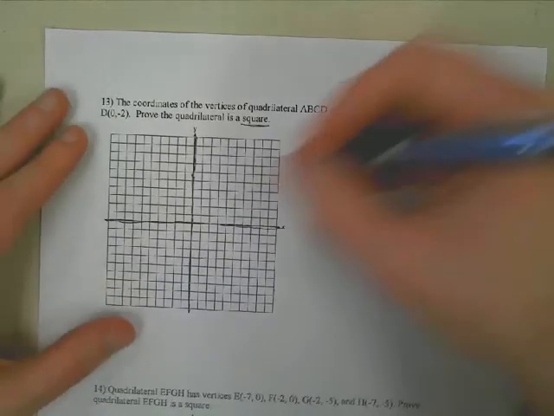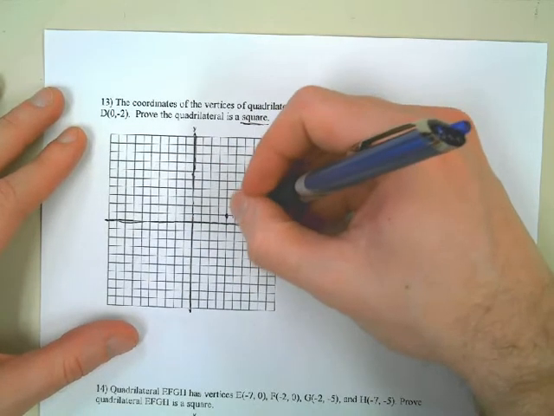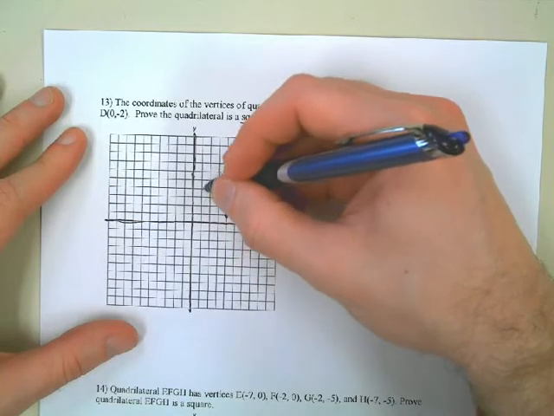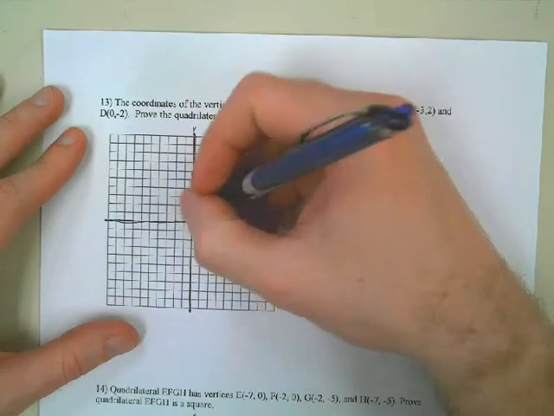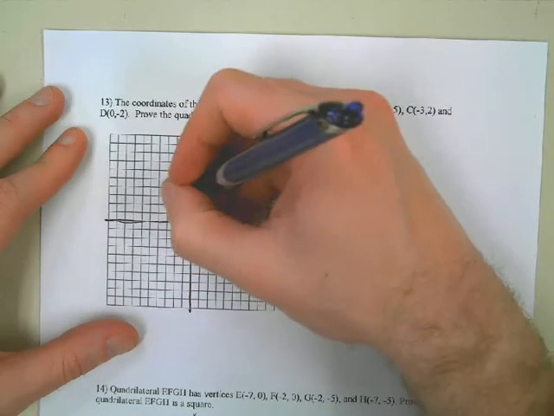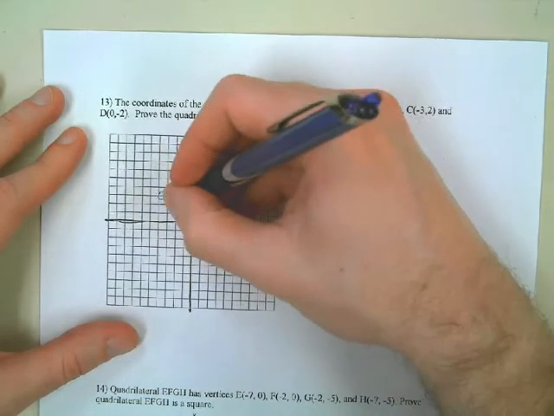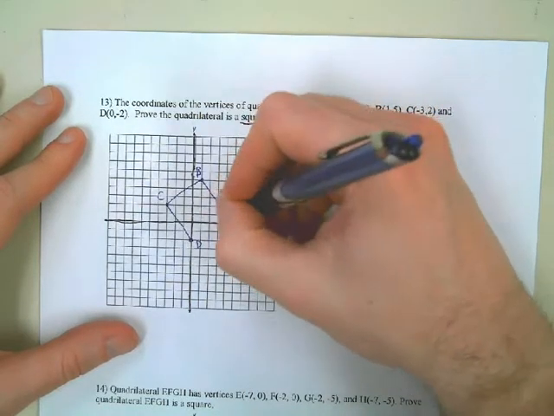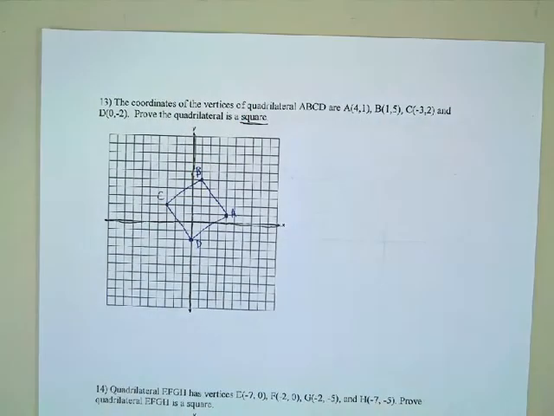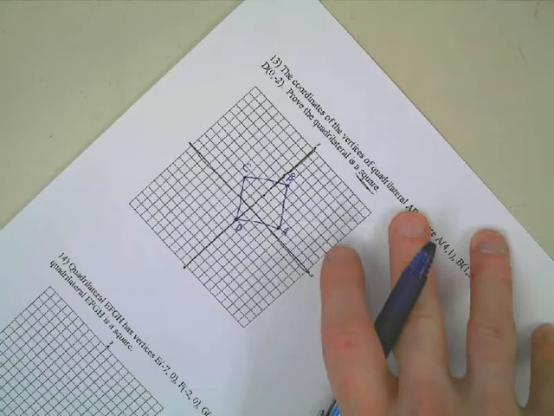A has coordinates 4, 1. B has coordinates 1, 5. C has coordinates -3, 2. And D has coordinates 0, -2. So connect those dots there. First of all, does this shape look like a square? Yeah, it does. If you turn your paper, you can convince yourself that looks like a square for sure.